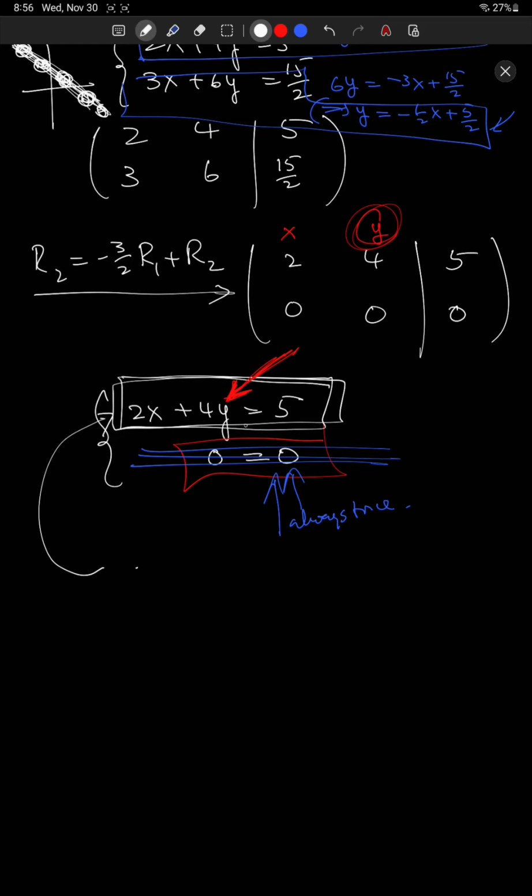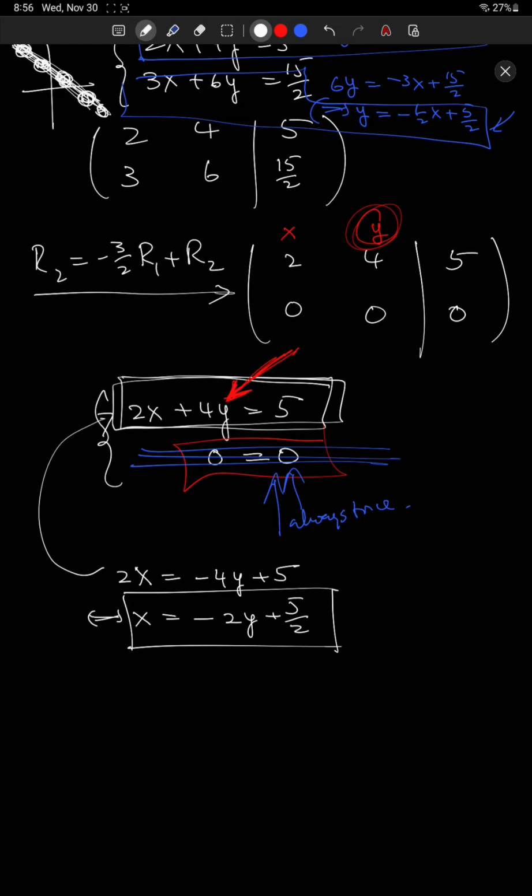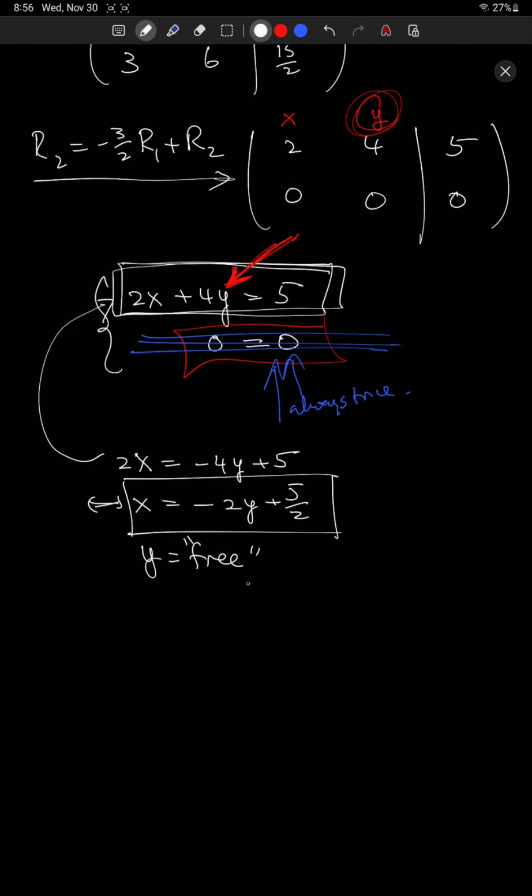Let me solve for x for this equation. 2x is equal to minus 4y plus 5. And so x is equal to minus 2y plus 5 over 2. Okay, so x is going to be this. And what is y? Y is free. In other words, y can be any number.